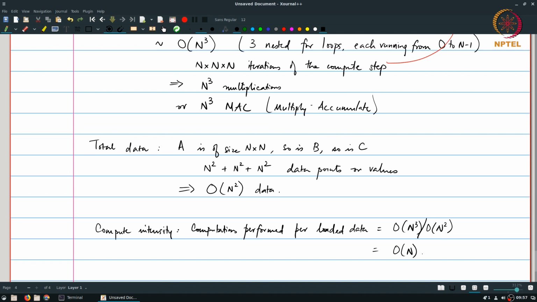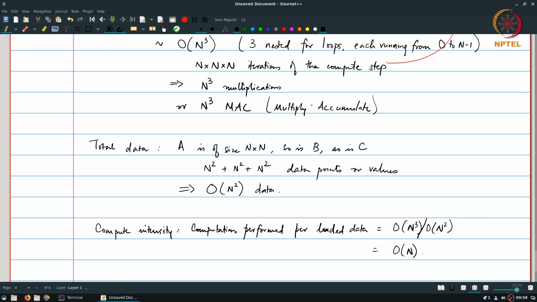Or another way of putting it is, in the ideal situation, I should only load each value of either A or B from memory into the processor one time, make use of it as many times as I need, in other words, in order of n times, and then never load it again from memory.